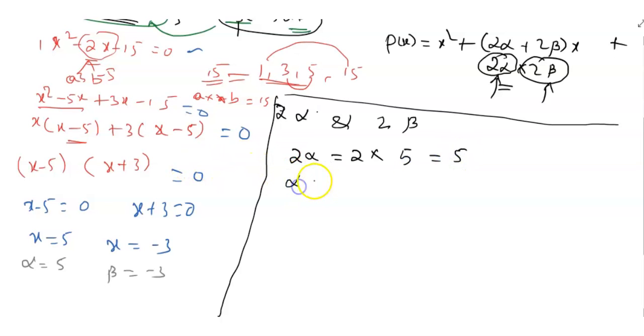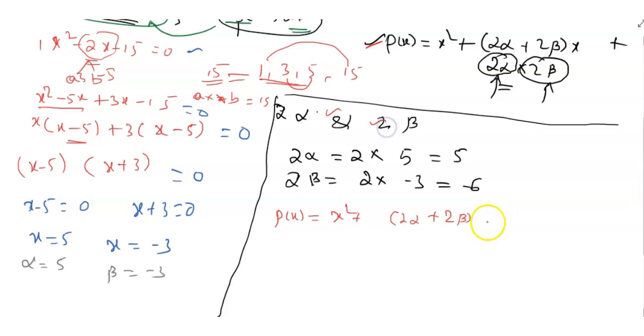Let's find out 2 beta. Here it is 2 and beta. What is the value of beta? That is minus 3. 2 into minus 3 is minus 6. Let's take this polynomial equation. Here p of x is equal to x square plus, this is sum of zeros, 2 alpha plus 2 beta, because these are the zeros of this polynomial. So I have to take sum of zeros times x plus the product of zeros, 2 alpha into 2 beta.